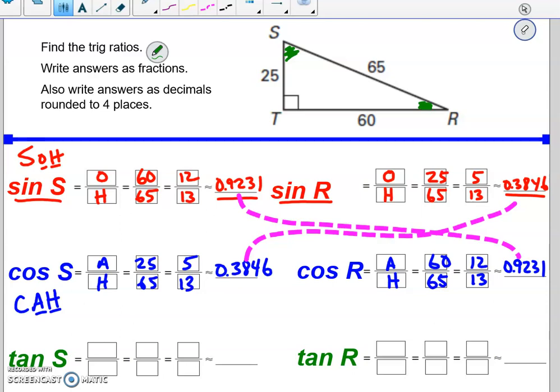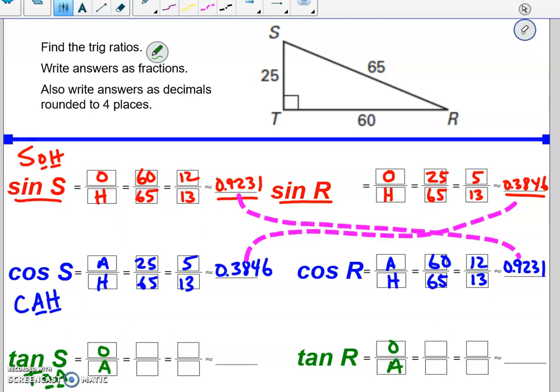Okay, so now let's find our last trig ratio. This one we call tangent. And remember, tangent is TOA, T-O-A, so CAH TOA. The tangent is the opposite over the adjacent. So I'll mark that as opposite in the numerator and adjacent in the denominator. I'll do the same thing over here right away too.